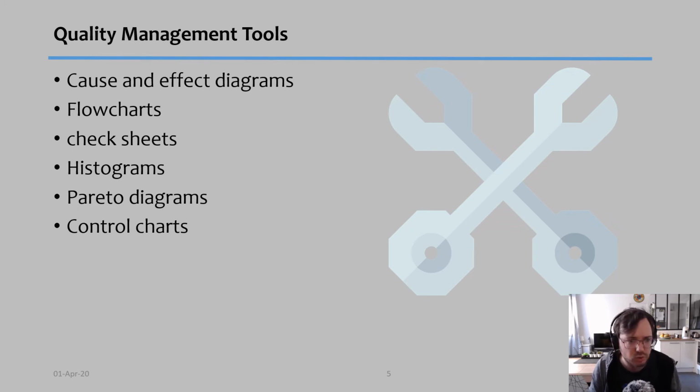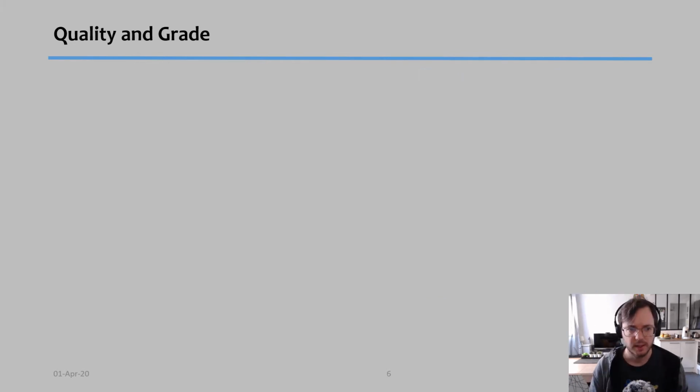Control charts are also used, and that's pretty much it. Oh, scatter diagrams, almost forgot that one, sorry. Now, for us to understand what quality is, we have to understand two basic concepts, quality and grade.